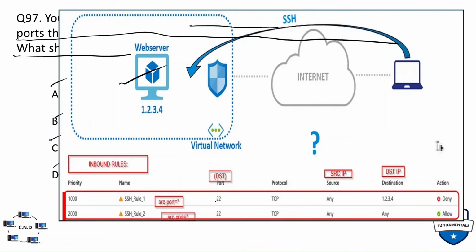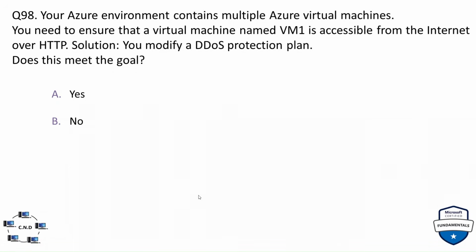As the diagram says, the question is asking about the control of ports. Here we can see that we can control the destination ports and the source ports. So the correct option is the NSG. These are just the rules that we have defined inside the NSG, or network security group.